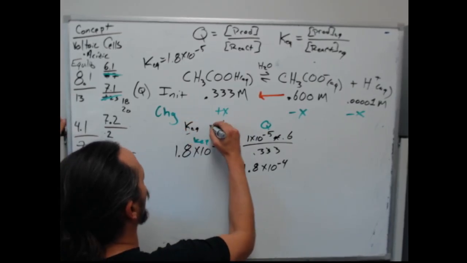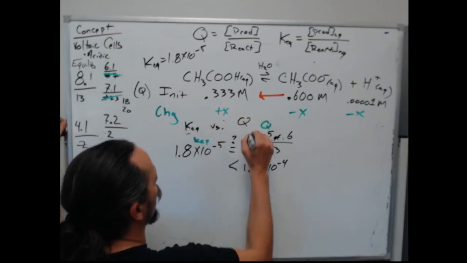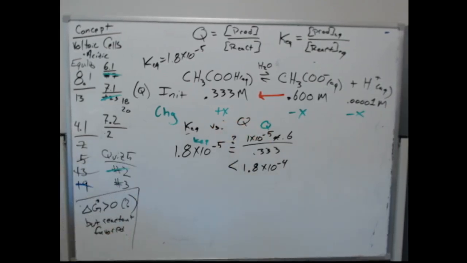So in the situation where there was no H plus, we would always be going towards products. Or if we had no acetate ion, right? If one of our products is 0, we have to go towards products, even if it's a tiny bit.